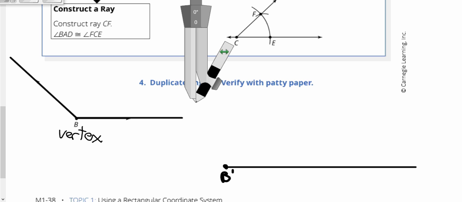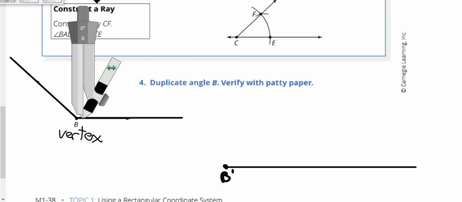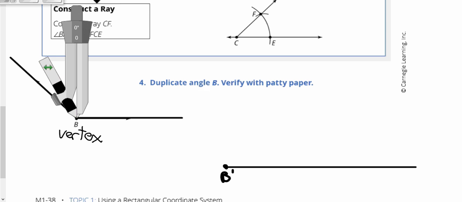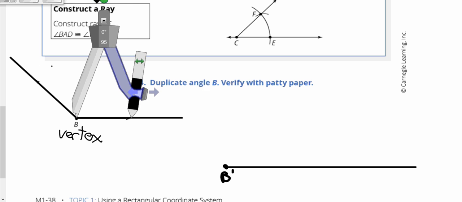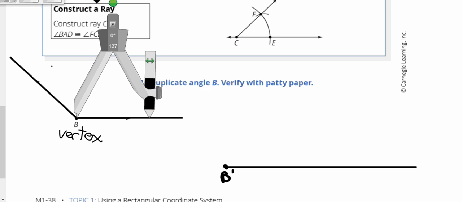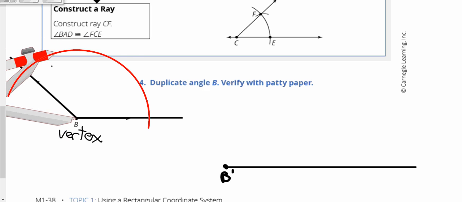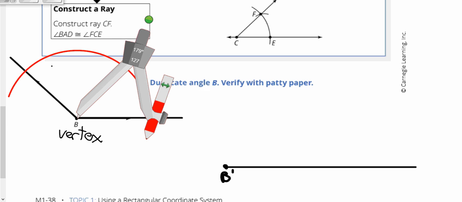Okay. All right. Now I need to draw an arc through both sides of my original angle. So I am going to take my compass. I am going to stick the pointy end on the vertex. I am going to stretch it out some. And I am going to change the color just so it makes it a little bit easier to see. Now, all I have to do, my pointy end is on B. I just have to draw an arc that goes through both sides of this angle. You can draw a full circle around, but you don't have to. All it has to do is go through both sides of the angle.